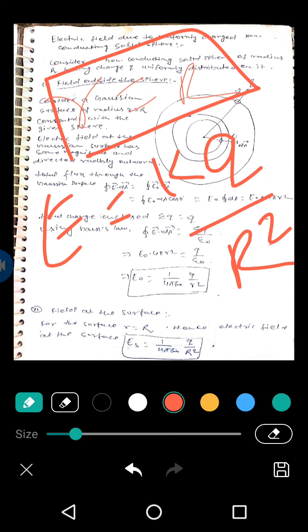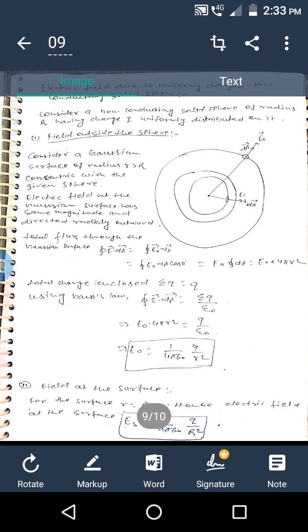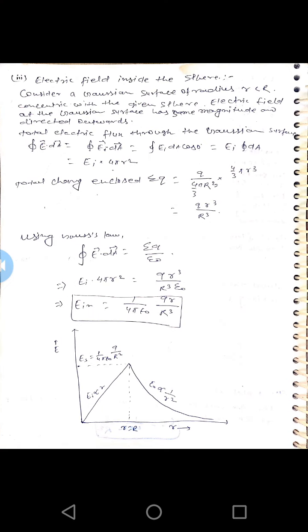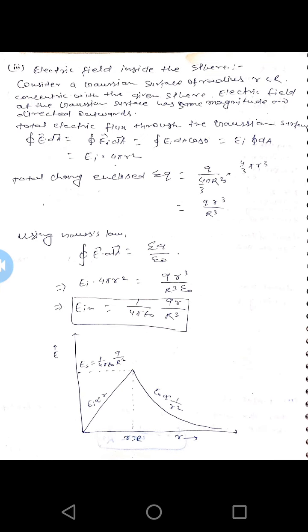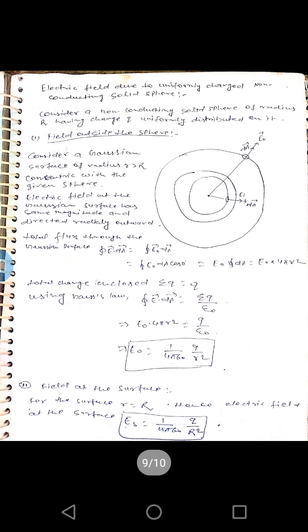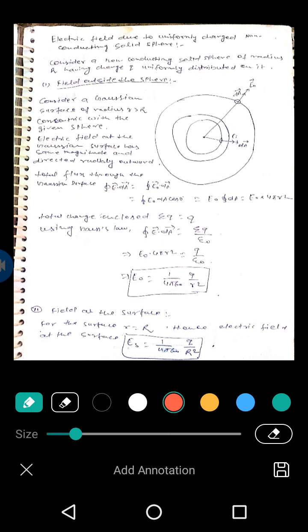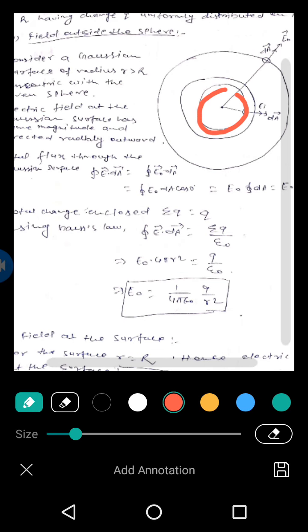Now the electric field inside the non-conducting solid sphere. We have to calculate the total electric flux and the total charge enclosed by the Gaussian surface. See, here is the Gaussian surface, like this. This is the Gaussian surface, and again the total flux is E into 4 pi r square.